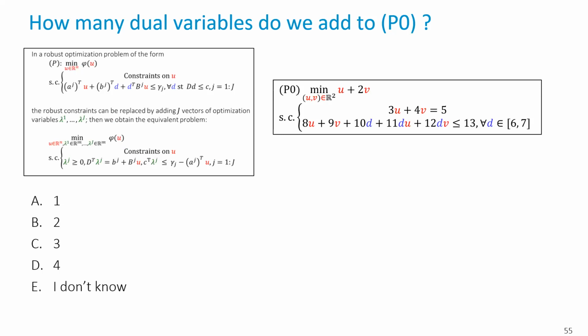Now let's see. If we apply this to this simple example here, I have a very simple example where my optimization variable is of dimension 2, U V. My constraint is of dimension 1 here. How many dual variables do I add to this problem if I want to make it robust, to remove the quantifiers?